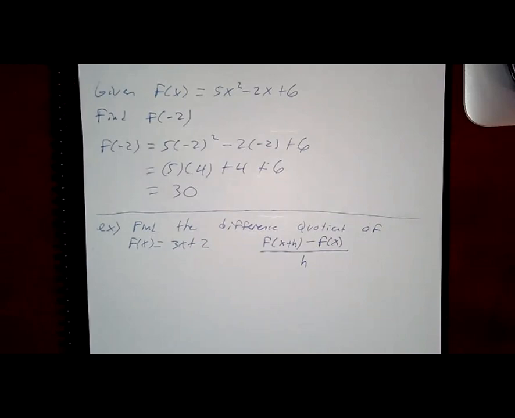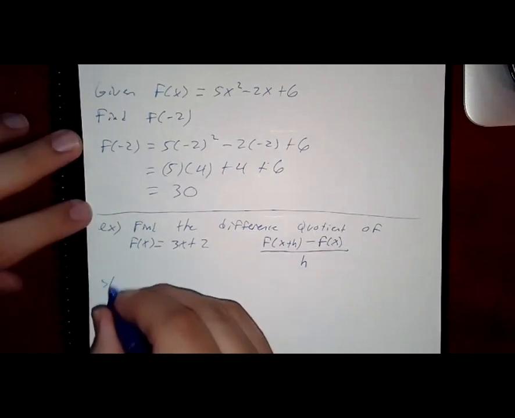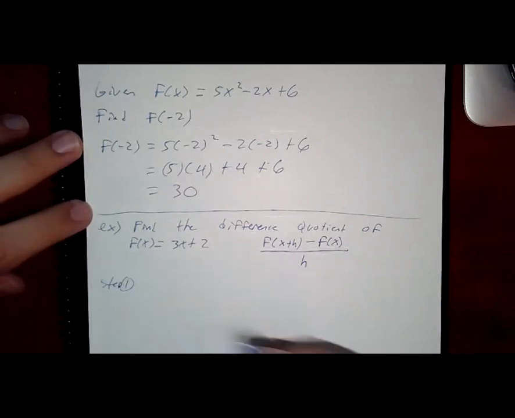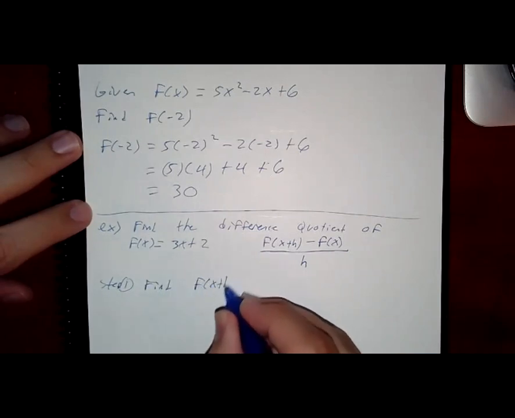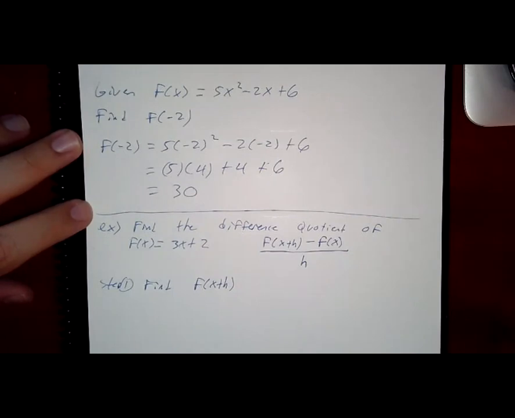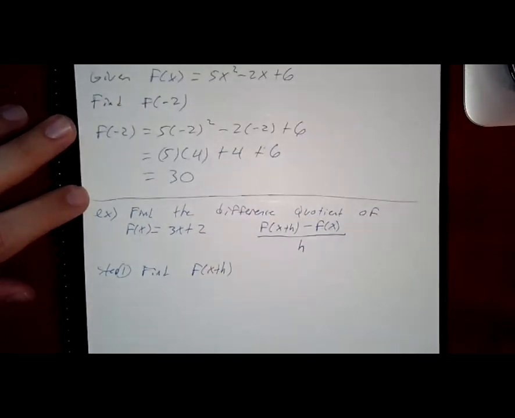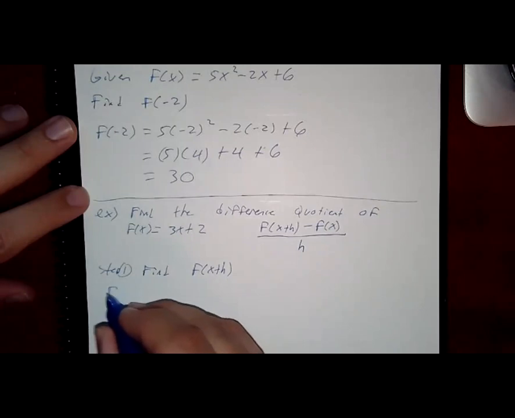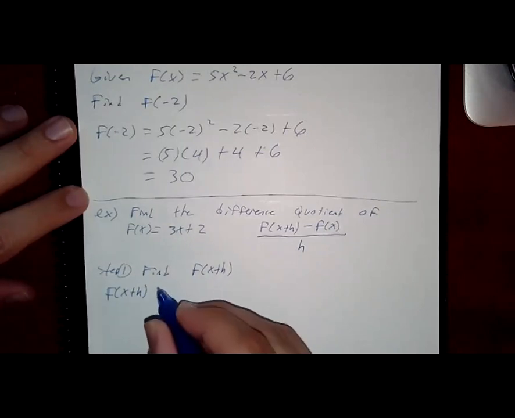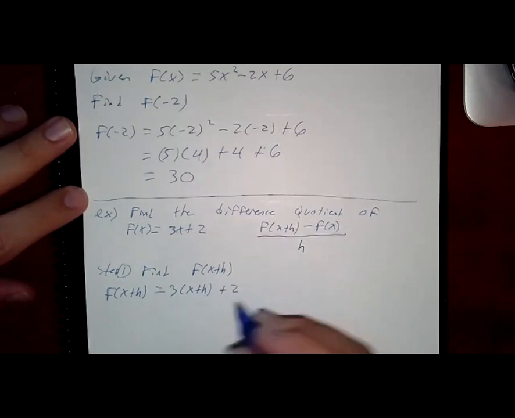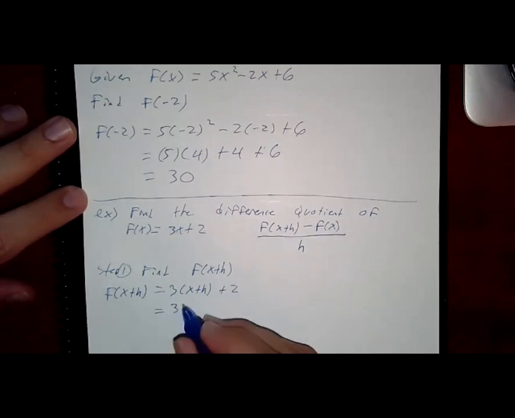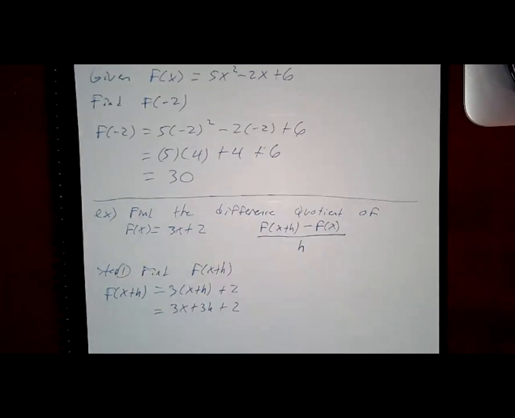So I recommend doing this in steps. Step 1, find f of x plus h. So plug in x plus h and see what happens. That would be 3 times x plus h plus 2, which is 3x plus 3h plus 2. That's all there is to it.